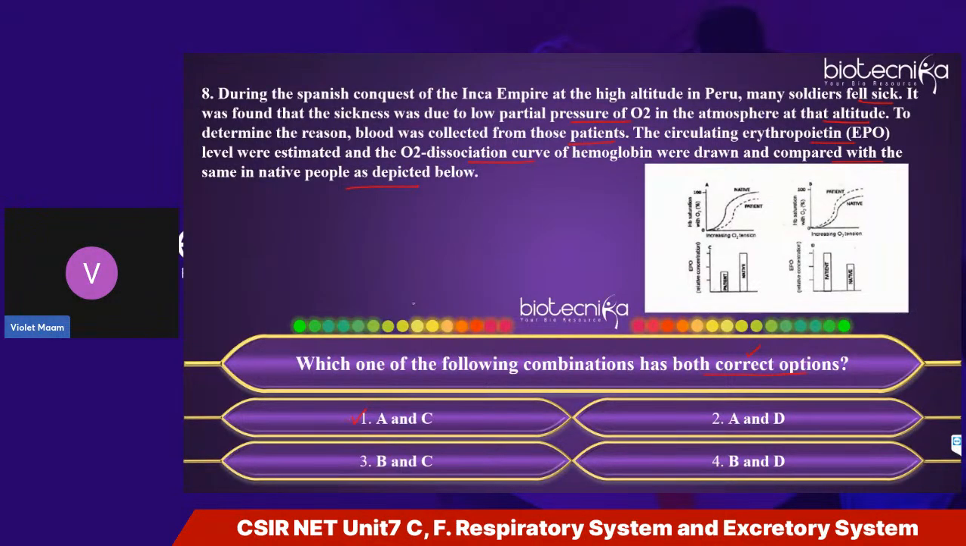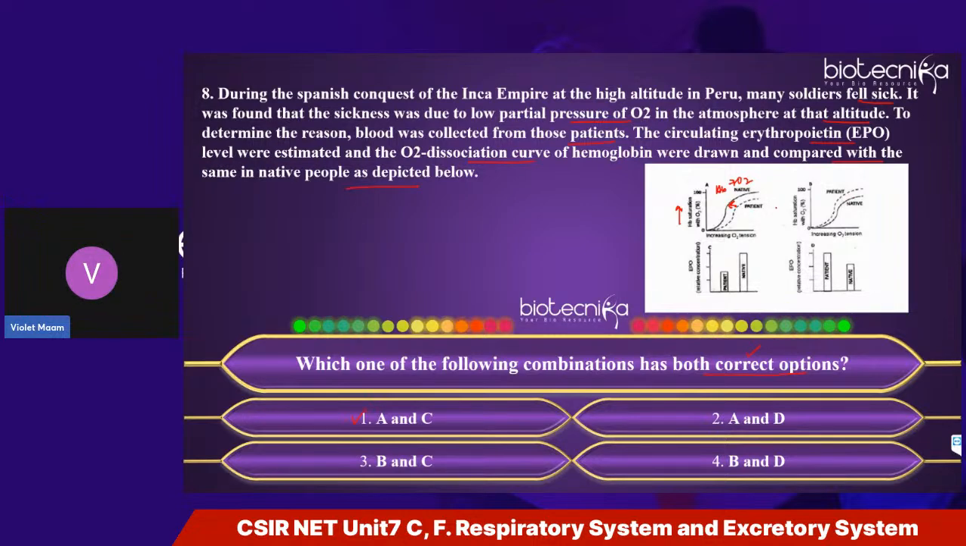So why is it option 1? Let's see. These two graphs are related to hemoglobin saturation with oxygen. Now, native people, their graph is towards the left, meaning their hemoglobin is more saturated with oxygen. They are native, they are already acclimatized, right? That is why the graph is towards left. That is why A will be correct, not B.